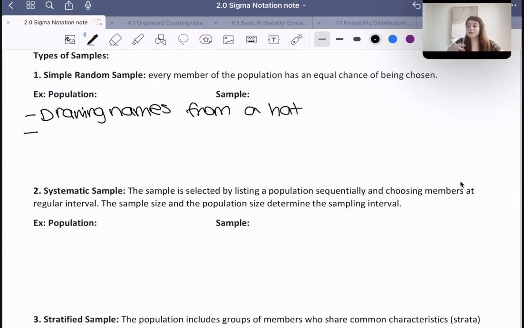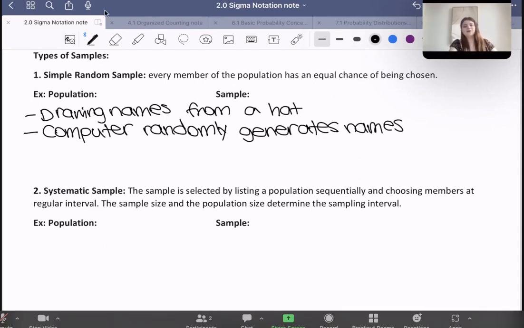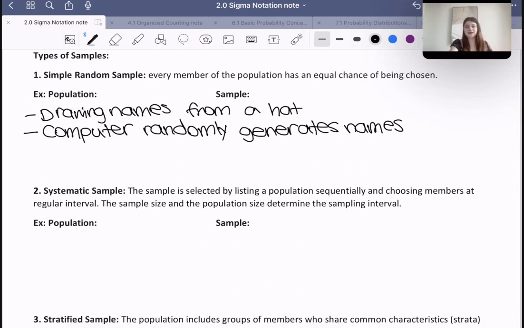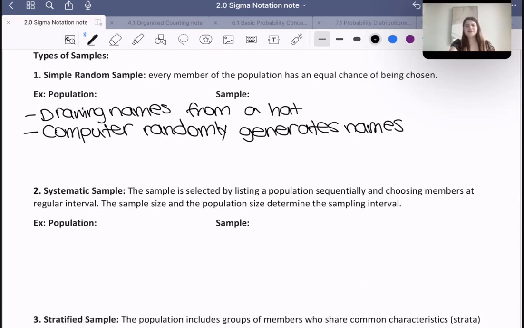Could also be computer generated, so the computer just randomly generates however many names. Or, we don't have to draw names from a hat necessarily. Could be a computer doing it, or could also be we're drawing names from a bucket or something. Doesn't have to be a hat. That's just an example. But basically every single person has an equal chance of being selected. We're just randomly grabbing names and then those people are the people who actually get sampled.